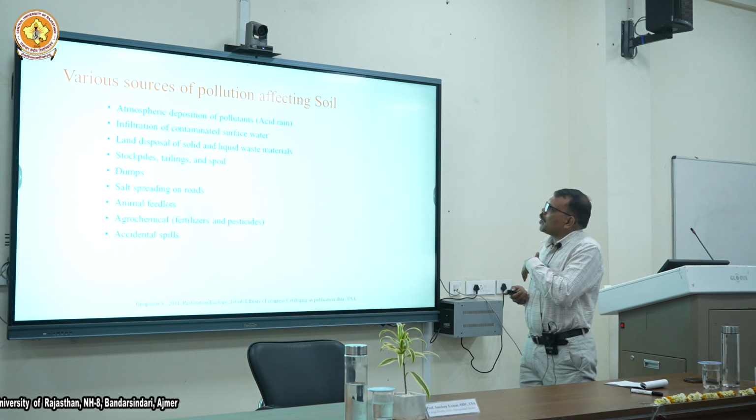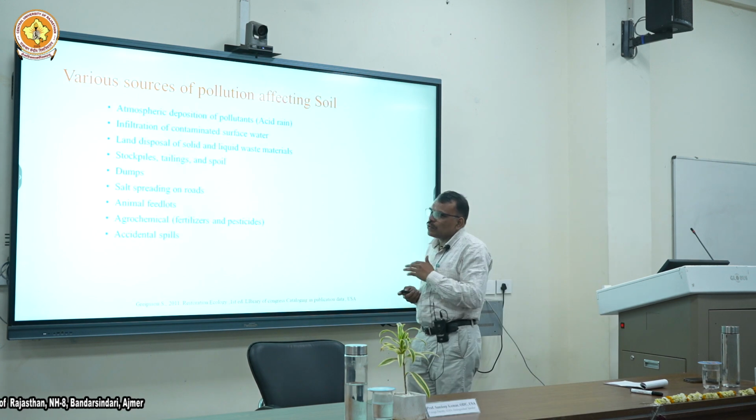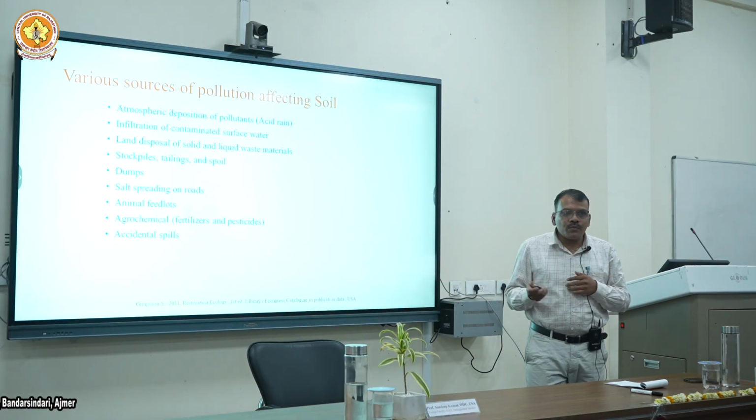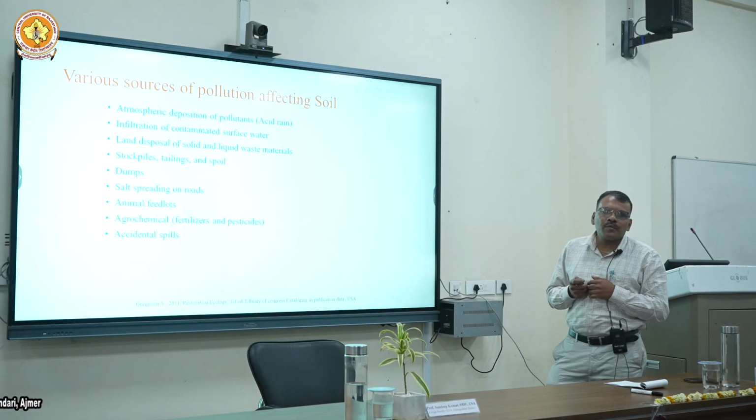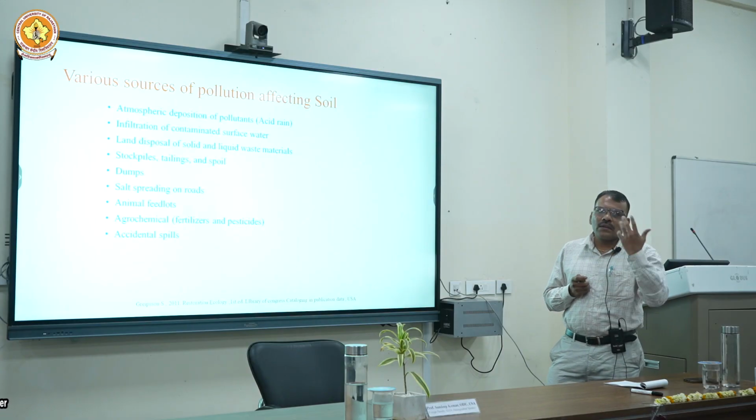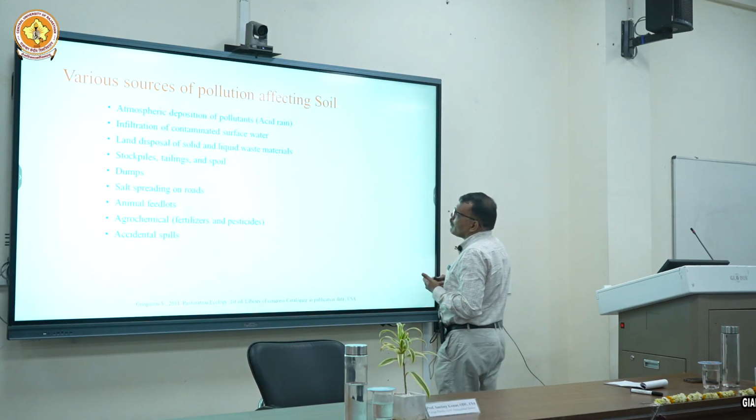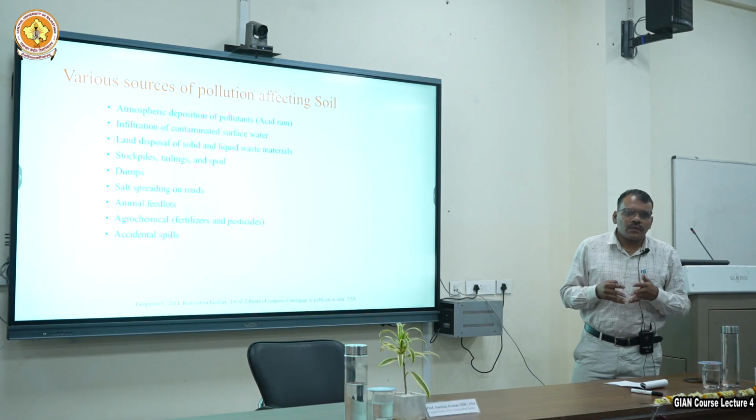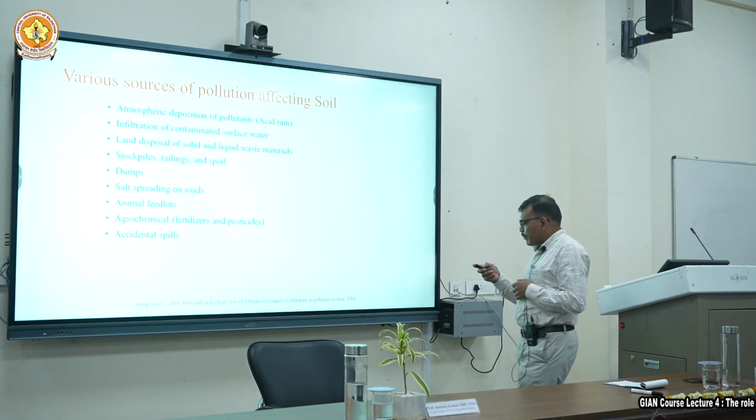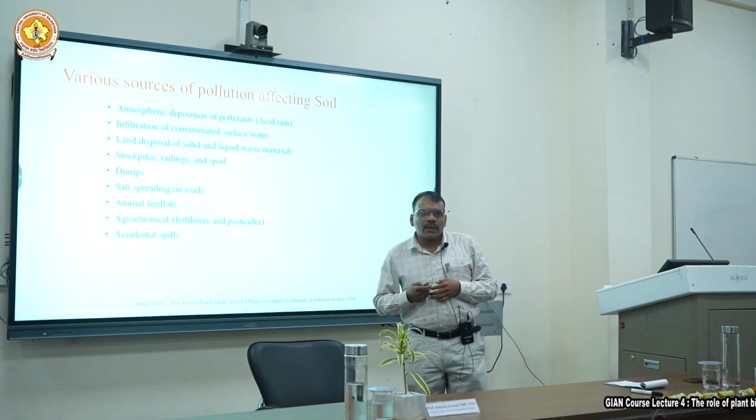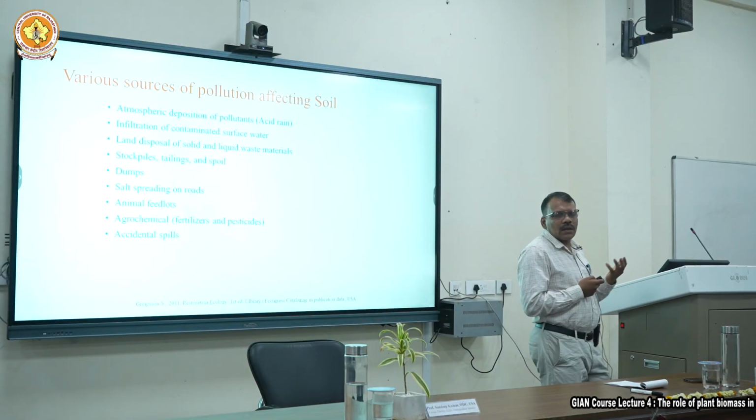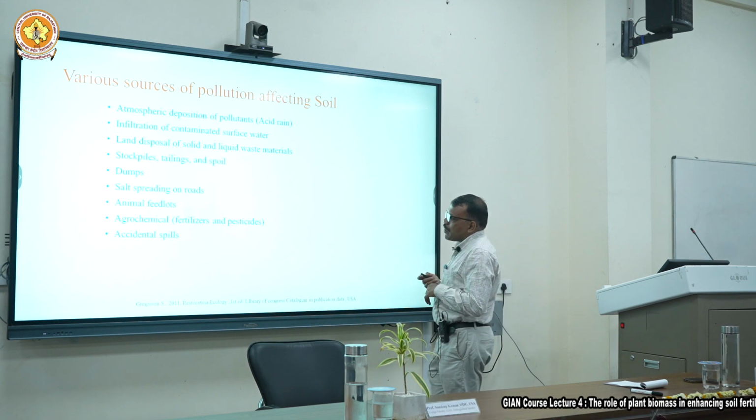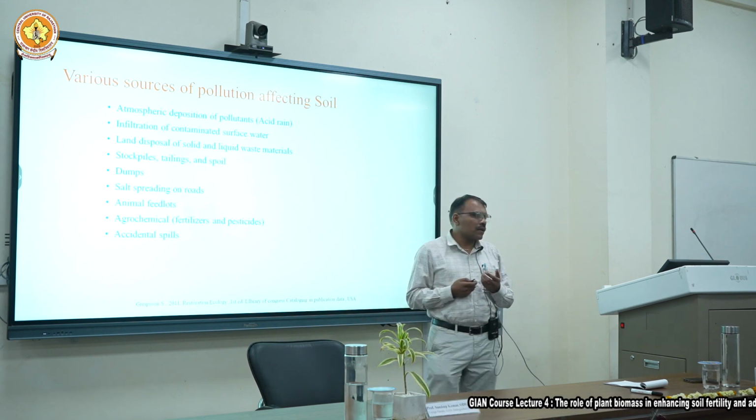There is no need to explain these things, basically acid rain and infiltration of contaminated surface water. Mostly the industrial sector is responsible for that particular mechanism. The industrial sector releases or disposes of various kinds of waste material through wastewater disposal. Then stockpiles, tailings and spoils, for example mining activity is responsible for that. Then dumps, salt spreading on roads, animal feedlots, and agrochemicals, which we have already discussed.